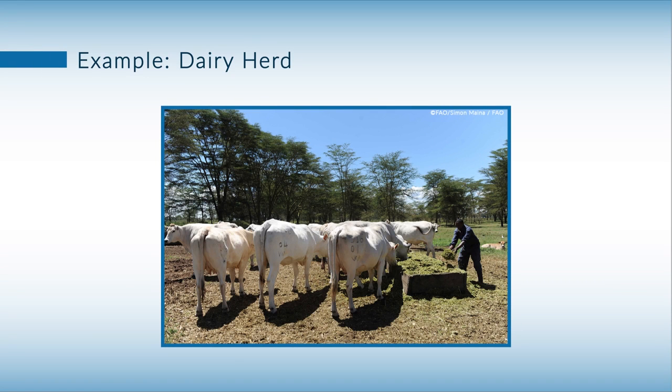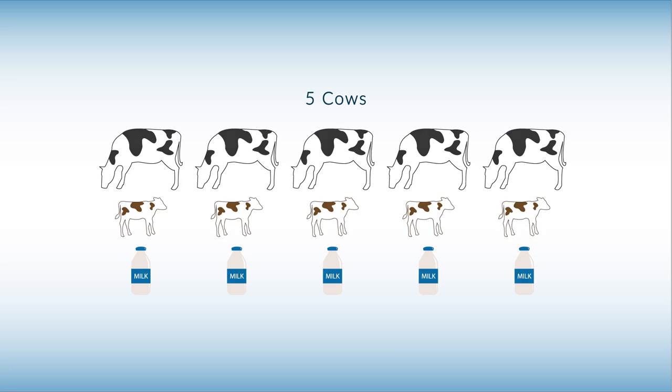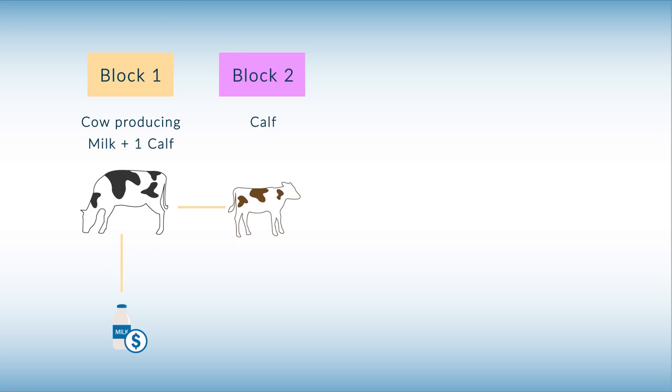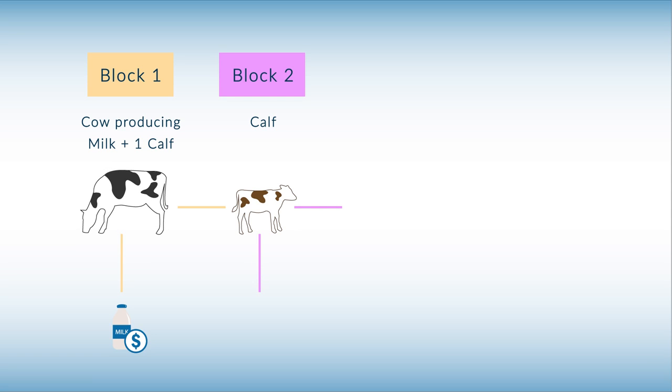Now let's picture a newly established dairy herd. Initially, there are 5 cows. All are fully reproductive and each produces milk and 1 calf per year. We can then define the first block as adult cows which produce milk and a calf each year. The second block comprises the calves produced by the cows in the first block. These calves will leave the block after their first year, either sold off the farm or transferred to the next block. They therefore generate both costs and income.